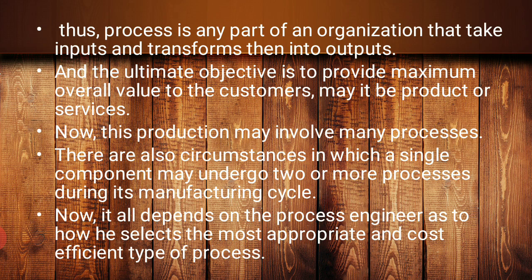There are also circumstances in which a single component may undergo two or more processes during its manufacturing cycle. It is quite possible that twice, thrice a component may come to the same type of process. After the first, second, third process, again you may have to bring that semi-finished product to the first process, then again take it to the fourth process, and then again bring it to the second process. This is very much obvious, and it depends on the process that you select. It depends on the way you want to produce the product. So forward tracking and back tracking of the semi-finished product is very much obvious.